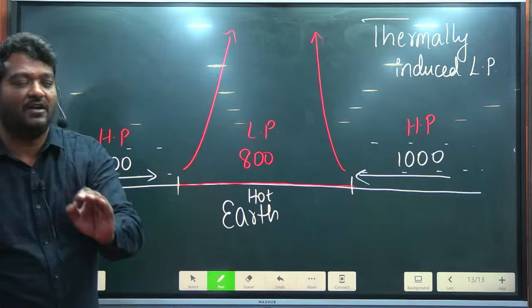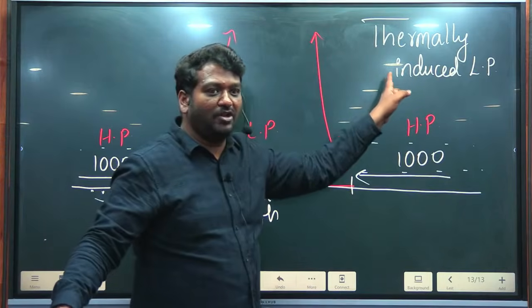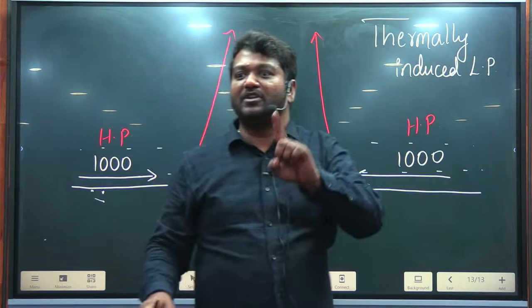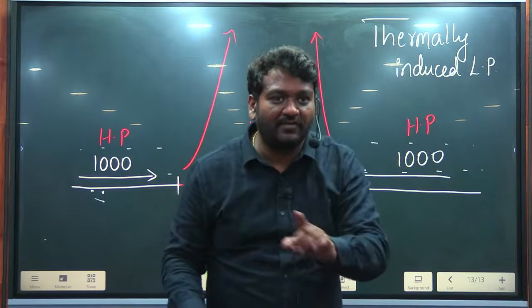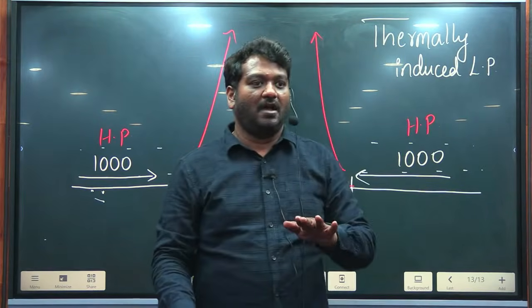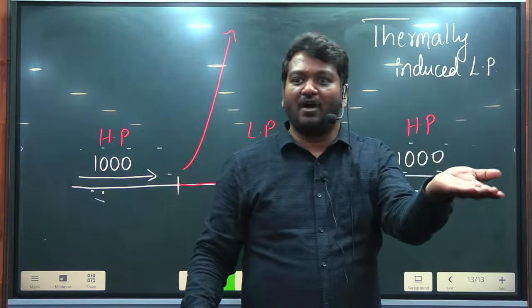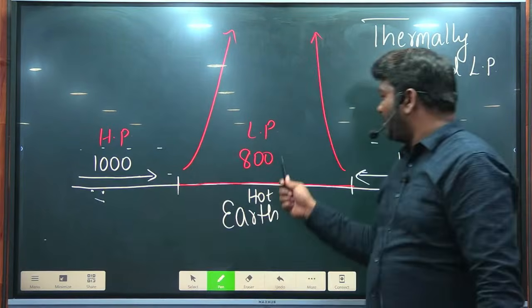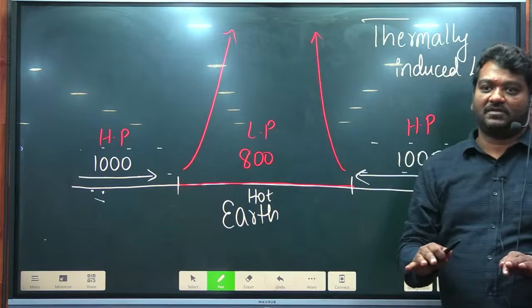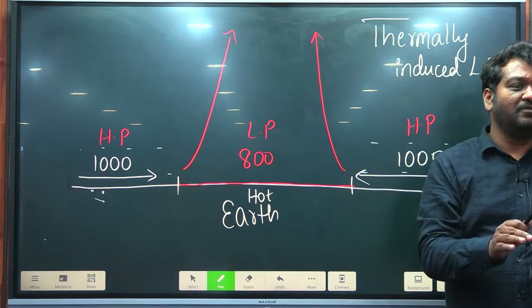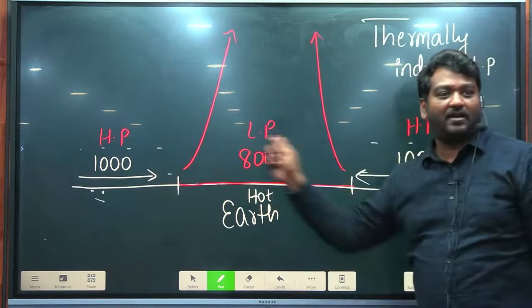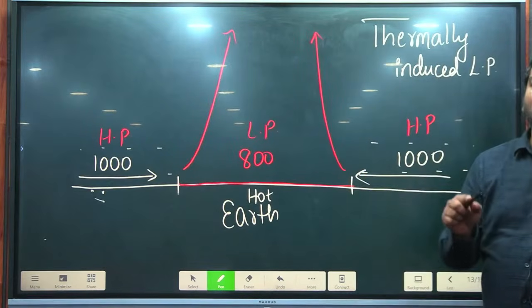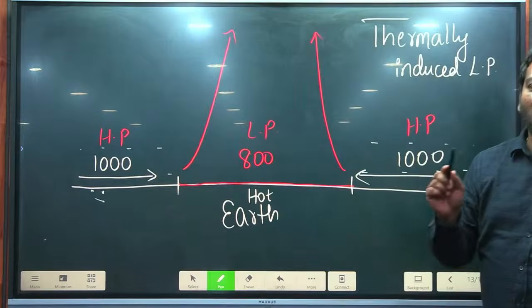What is this called as? Thermally induced low pressure. What is the meaning of thermally induced? Wherever surface is hot, air above becomes hot and hot air rises. As air rises, number of particles reduces. As number of particles reduces compared to surrounding, correct? Then what is it you are observing? It will lead to low pressure.